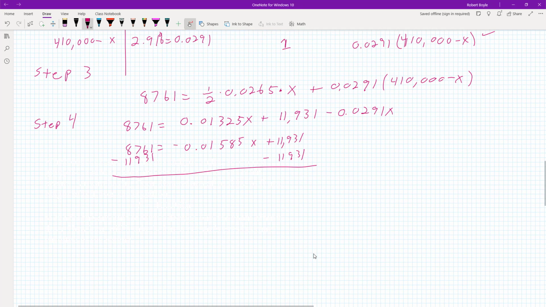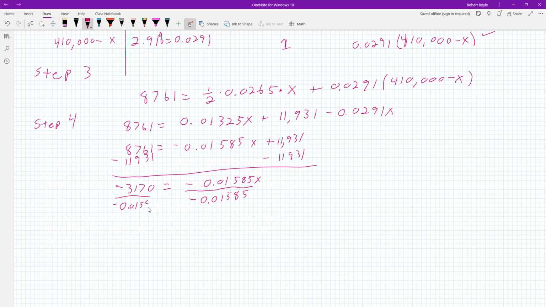And once I've done all that, I will have negative 3170 is equal to negative 0.01585x. And now we can use the multiplicative property of equality and divide everything by negative 0.01585. Of course, these will cancel, and we have that x is equal to $200,000. All that work to come up with a nice even number.